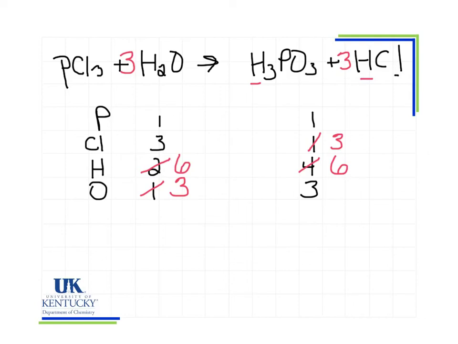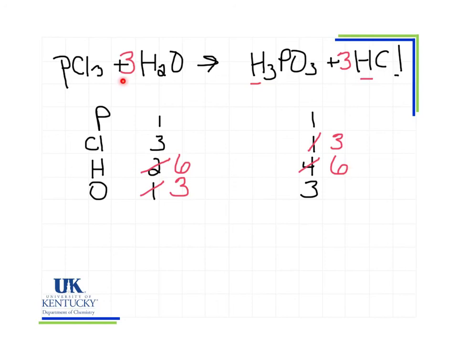I have 1 phosphorus on the left and 1 phosphorus on the right. I have 3 chlorines on the left, and 3 chlorines on the right because I have 1 chlorine in the molecule, but 3 of those molecules. For hydrogen on the left, I have 6 because I have 3 water molecules with 2 hydrogens each, so 3 times 2 gives me 6 hydrogen atoms. On the right, I have 3 hydrogens in the H3PO3 because of the subscript of 3, and 3 hydrogens from the 3 molecules of HCl, for a total of 6 hydrogen atoms.